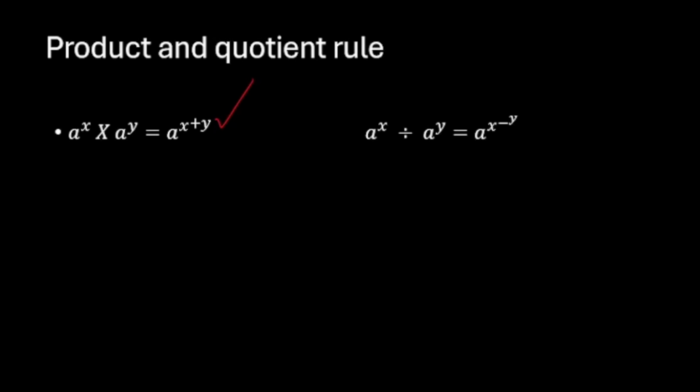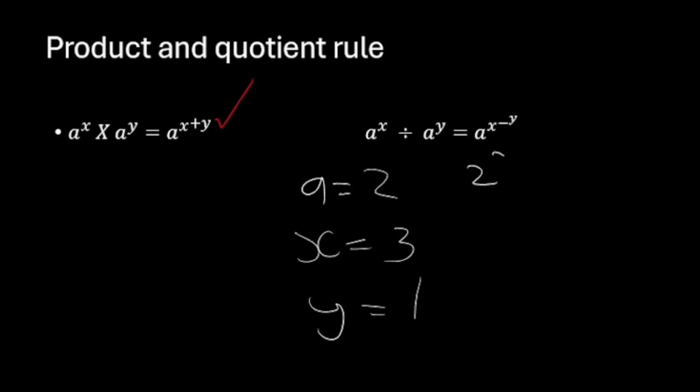Now in the quotient rule, when the powers that we're dividing have the same base, we're going to subtract the exponents. If a was 2, if x was 3, and if y was 1, let's replace it with its value. This will be 2 to the 3 divided by 2 to the y. As I said, if the powers that we're dividing have the same base, we subtract the exponents. So 3 minus 1, and that gives 2 to the exponent 2.